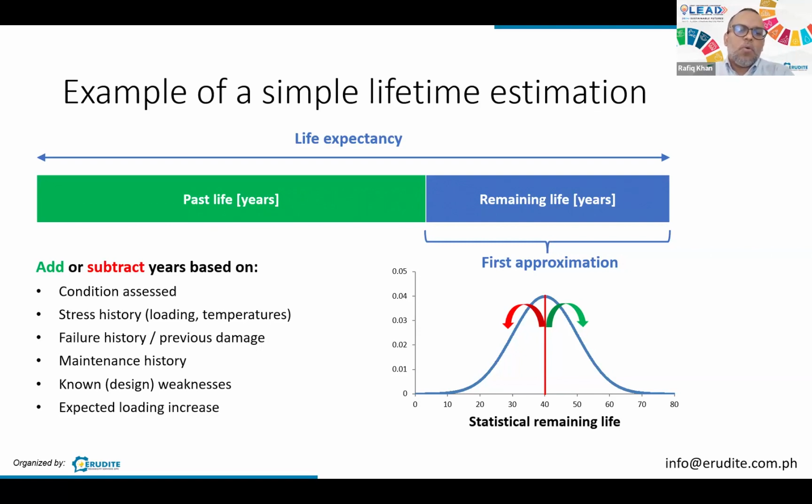What can happen to an asset when it is in use? In real life, it is a non-ideal condition, not a simulation, not a laboratory test where you control the environment, but non-ideal conditions arise. And these non-ideal conditions in turn have an impact on the lifetime. Sometimes they reduce the remaining life, sometimes they extend the remaining life.